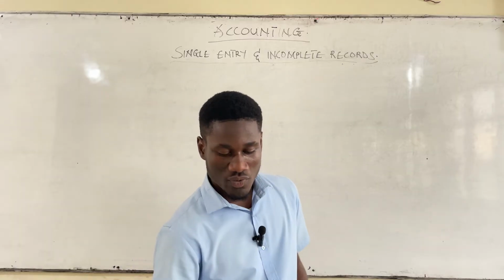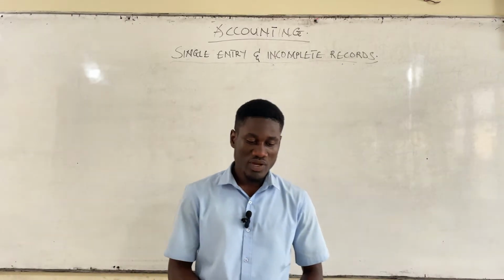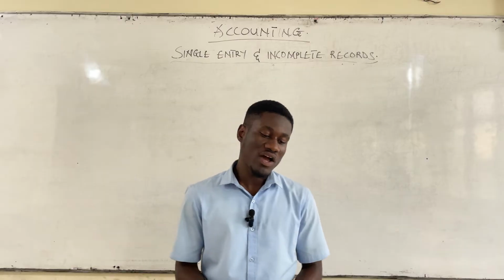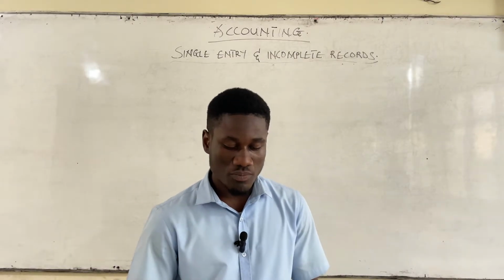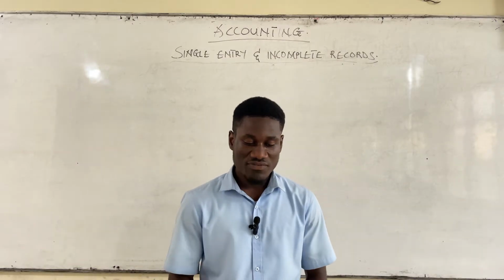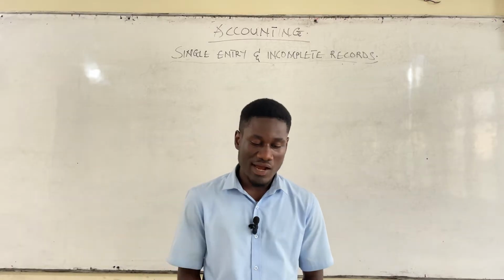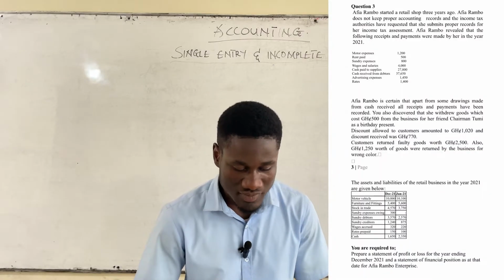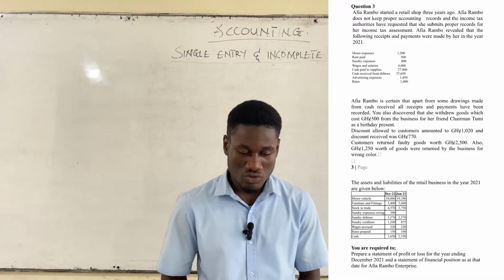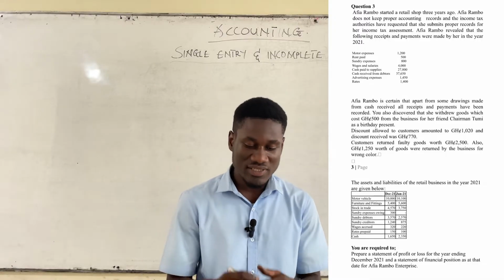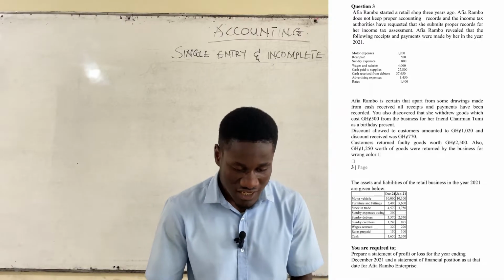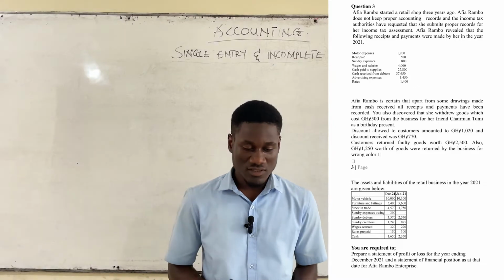Good. So with this question, we said Efia Rambo started a retail shop 3 years ago. Efia Rambo does not keep proper accounting records, and the income tax authorities have requested that she submits proper records for her income tax assessment.